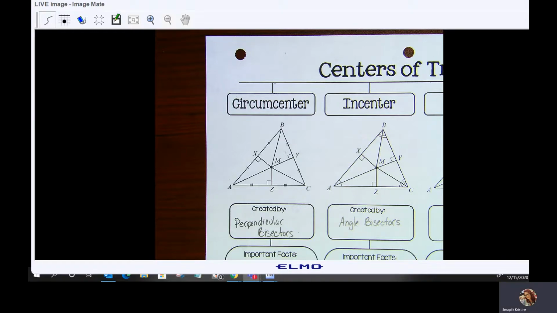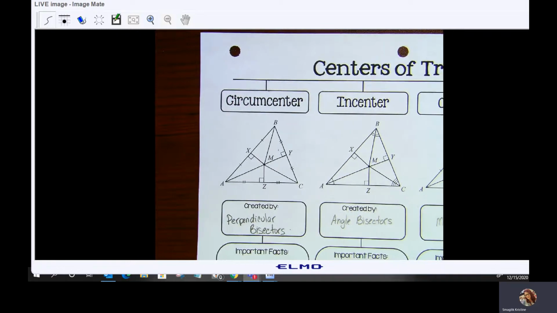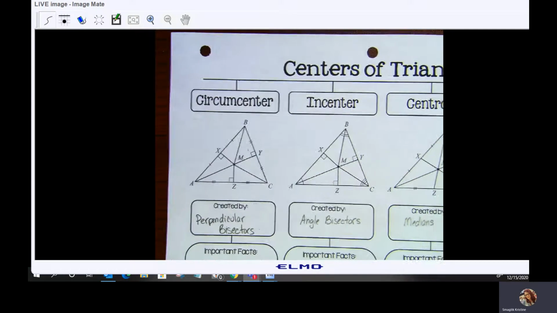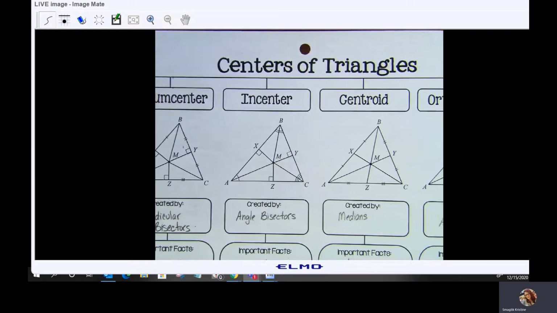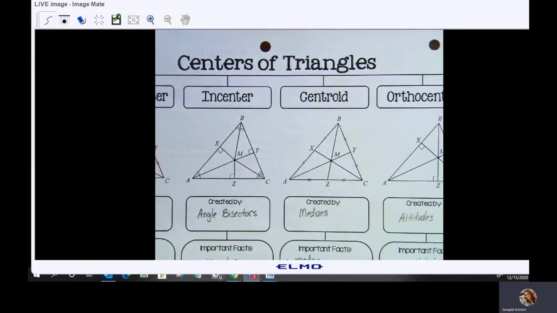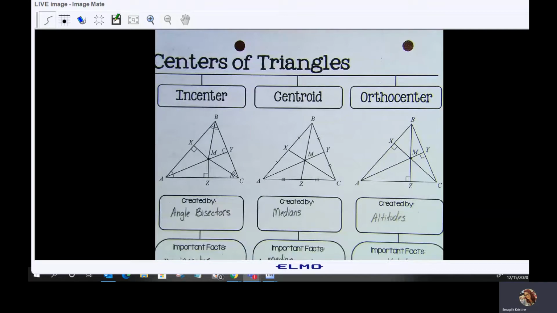Let's review the centers of triangles. This is from topic 5. We have 4 different centers that we're going to review in this video: circumcenter, incenter, centroid, and orthocenter.